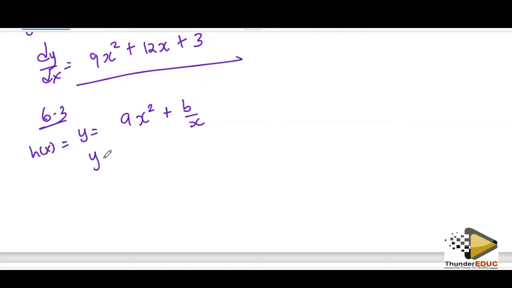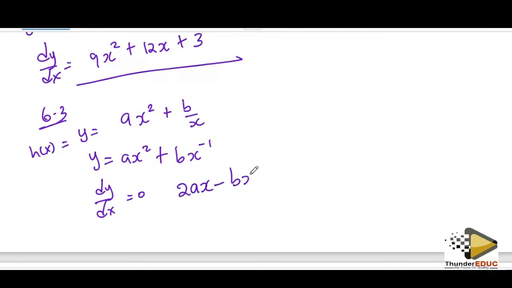Okay, then I'll change that so that I have ax squared plus bx to the negative 1. So my dy/dx is equated to 0 because I know that the derivative represents the turning point, and at turning point, the gradient is always 0. So that's going to be 2ax minus bx to the negative 2 must be equated to 0. But we know that at that point, x is 2. I'll replace x with a 2. So that will be 4a minus b over 4 is equal to 0.